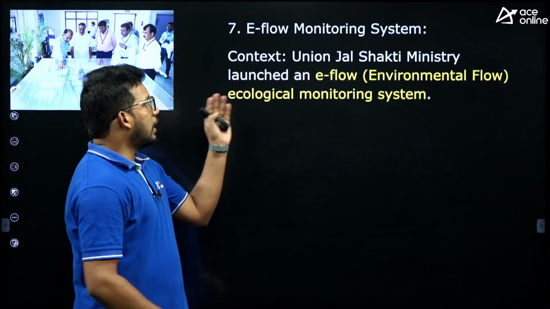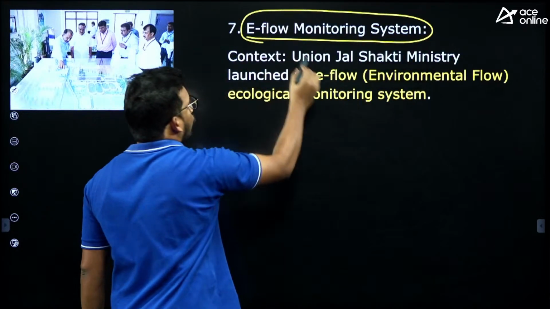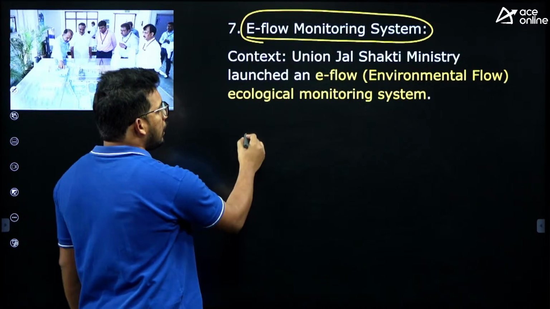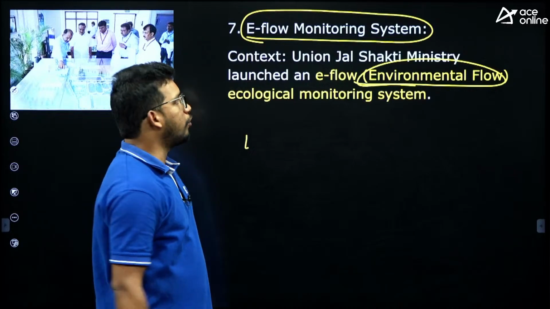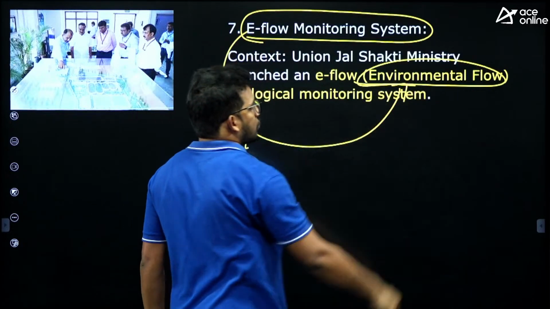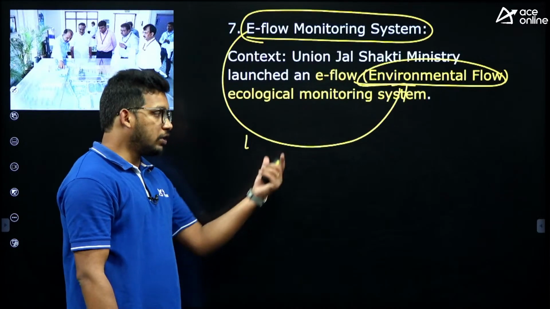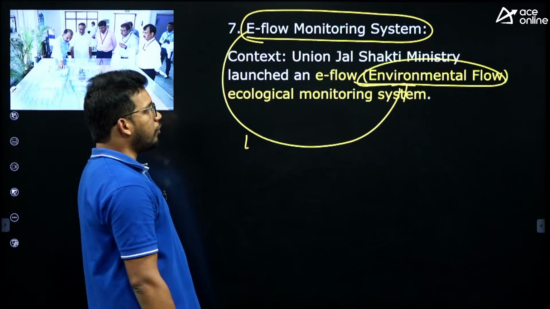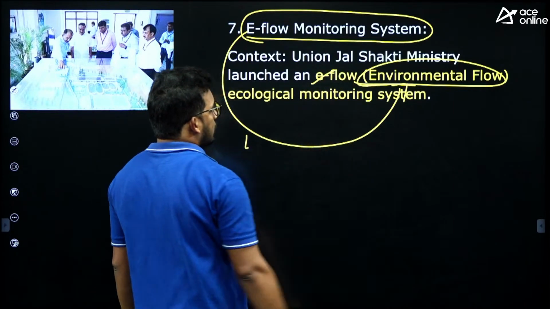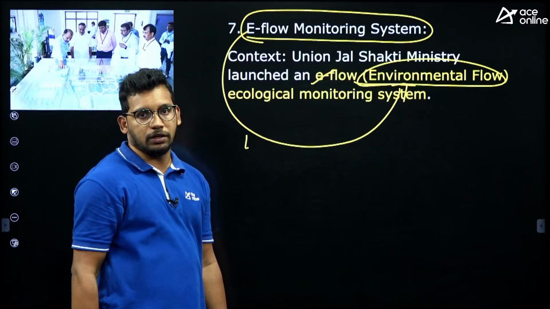Fine. Last article, E-flow monitoring system. Here E means environment. Yes, here it is. So here E means environmental flow. Remember, they will also ask you sometimes these full forms in SSC and RRB if you write. So they will also ask you about this type of some silly questions also. E-flow means environmental flow, and this was recently launched by the Jal Shakti Ministry in the Ganga River basin, right?